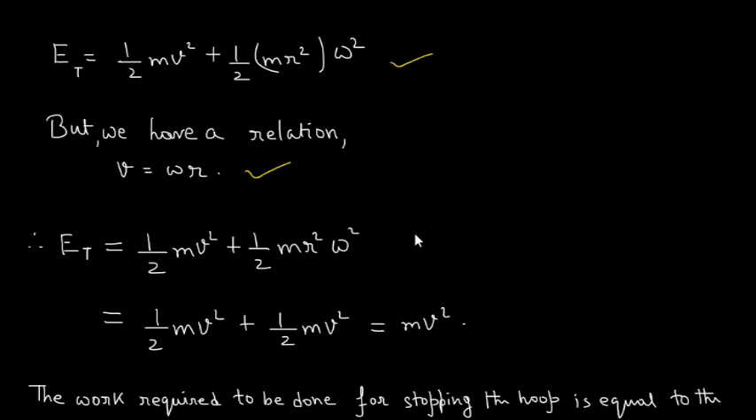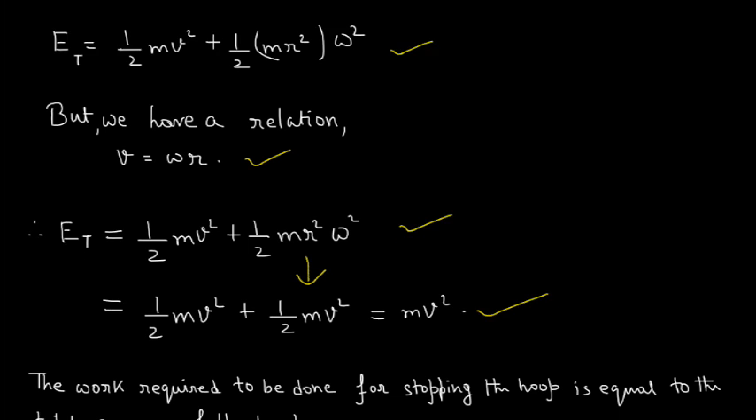Therefore, putting this relation in the equation again, total energy is equal to half mv square plus half mr square omega square, which is equal to half mv square plus again half mv square. We have put v instead of omega r, so instead of omega r square it is v square. So half mv square plus half mv square is equal to mv square.